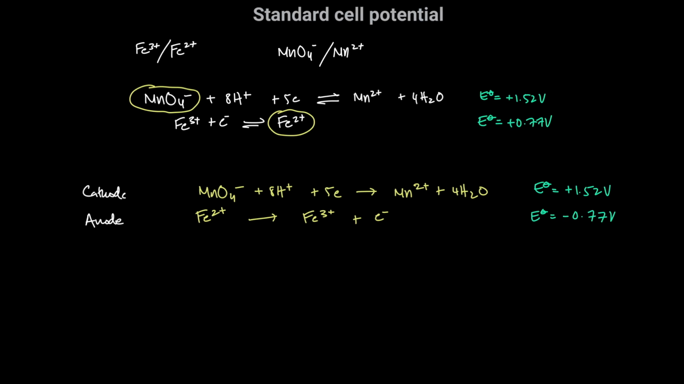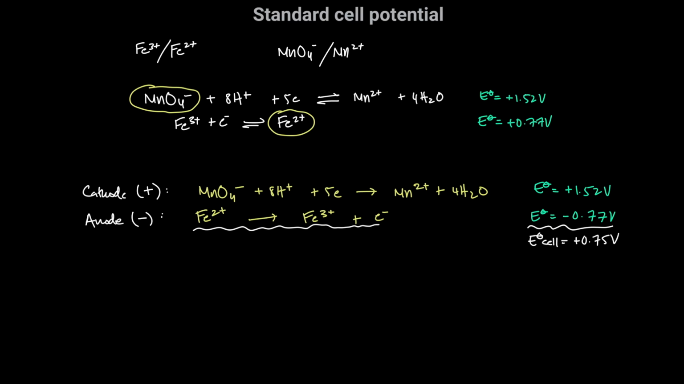Since Fe2+ is losing electrons and MnO4- is accepting electrons, the anode is our negative terminal, and this is our positive terminal. Electrons are going from the negative terminal to the positive terminal, from here to here. If we had to figure out the overall EMF of the cell, what do we have? The overall EMF of this cell comes out to positive 0.75 volts.